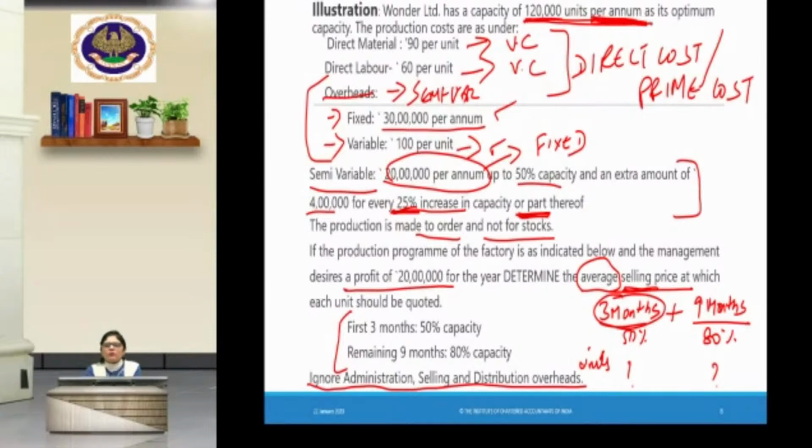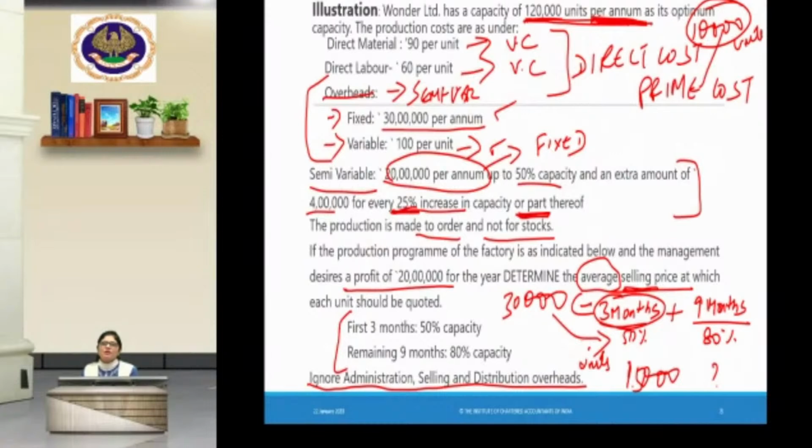It's 1,20,000 per annum. How much is the capacity per month? It's 10,000 units per month. 10,000 units per month is the total capacity. You have to calculate for 3 months. So 30,000 is the full capacity for first 3 months. Now 50% of 30,000 has to be 15,000 and not 60,000.